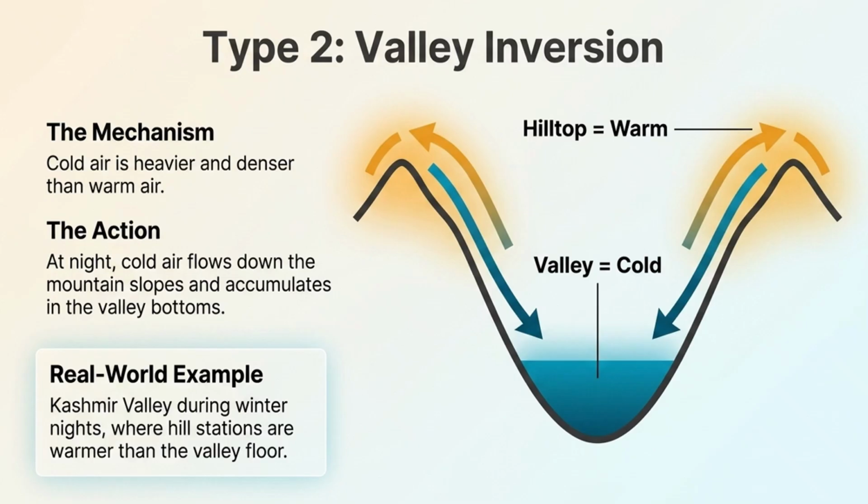A real-life example is the Kashmir Valley during winter. Early in the morning, the valley floor is often much colder than the nearby hill station because cold air has settled at the bottom. This is why people living in the valley often experience frost and thick fog on winter morning.